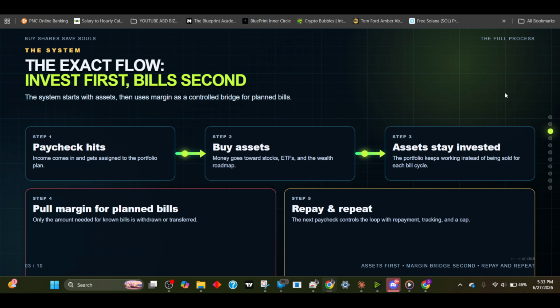Okay. This is the flow that I just explained. Paycheck comes in, I buy assets, the assets stay invested. Okay. And I rinse and repeat. And I only pull margin for planned bills that I know have to get paid. So I know my bills before next month hits because I have everything already planned and scheduled and budgeted into the system.